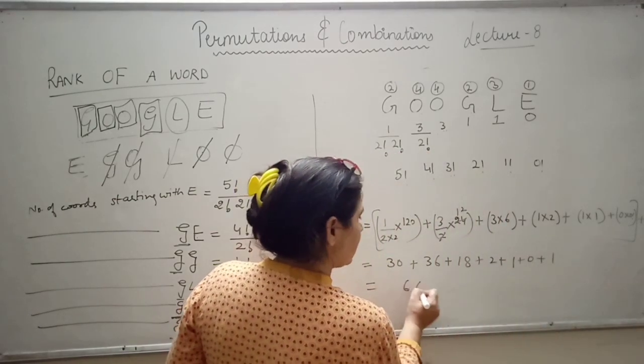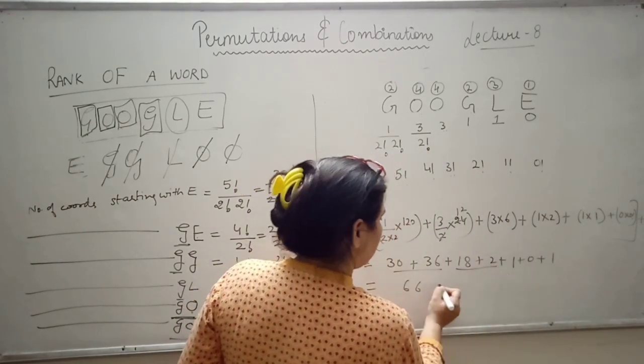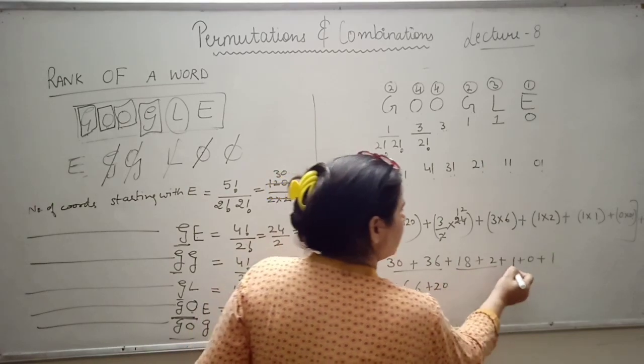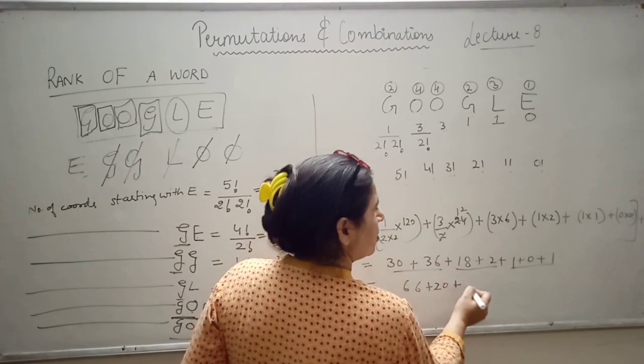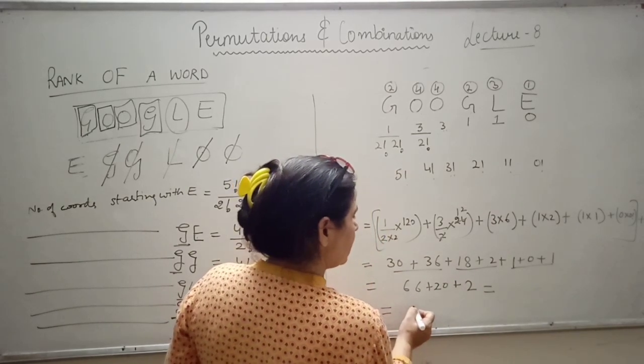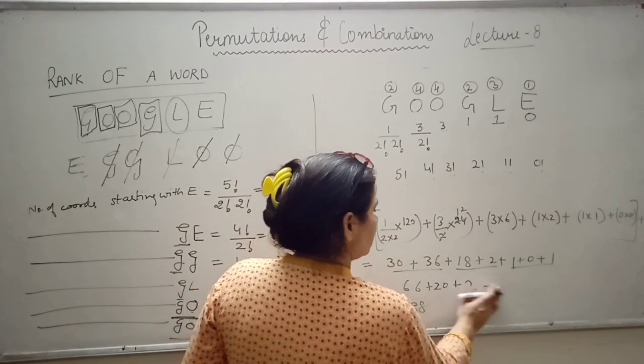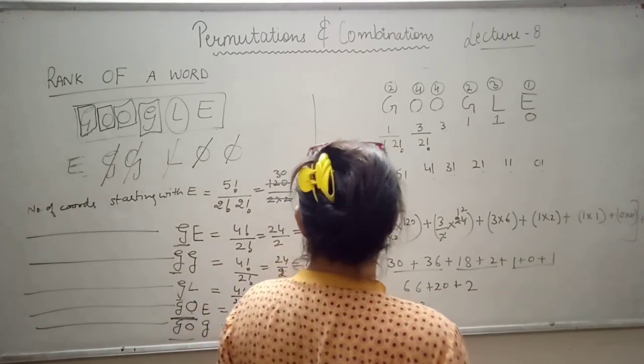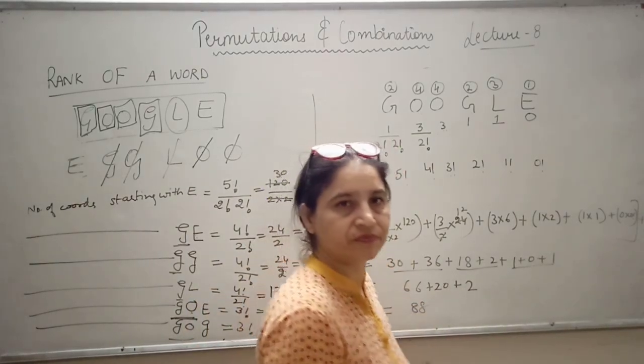This is 66, then 20, then plus 2. So how much is this? This is 88. So rank of this word is 88.